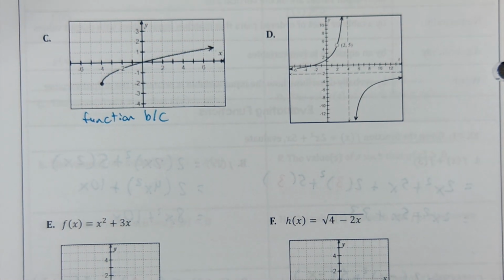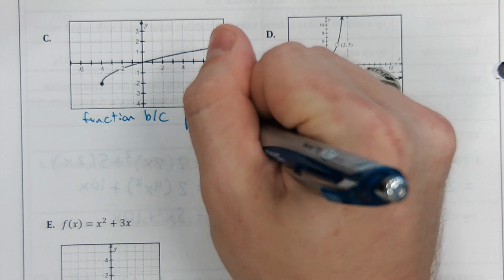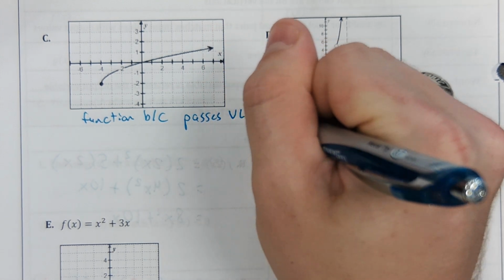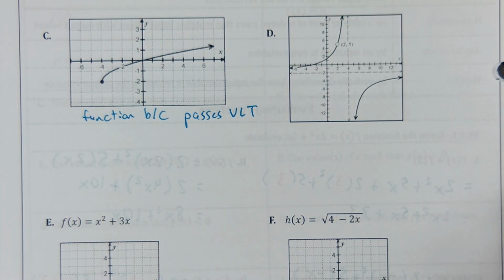Because, B/C is because. VLT will be the vertical line test. Every vertical line that I draw that goes through that graph goes through it only one time.